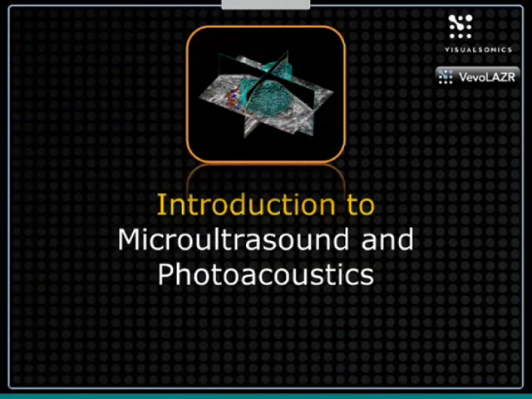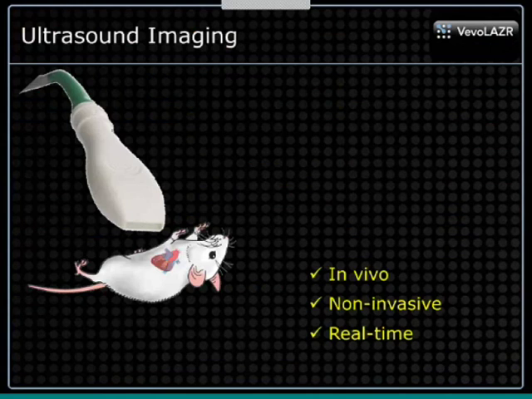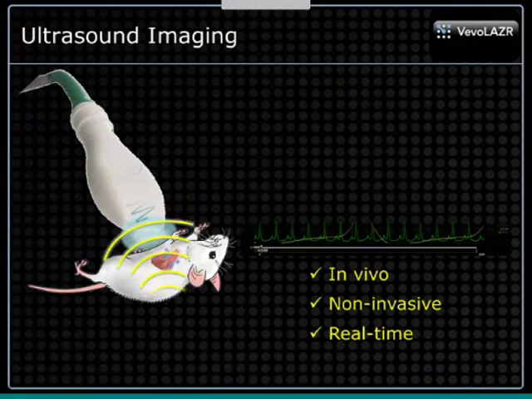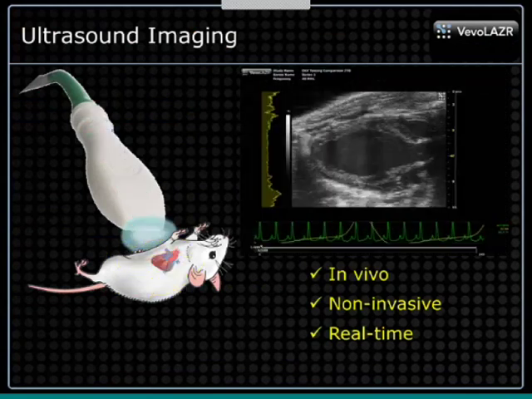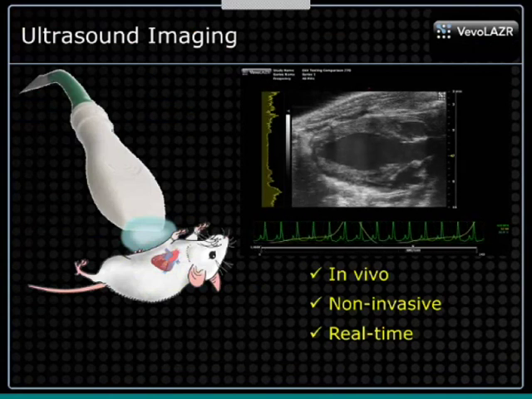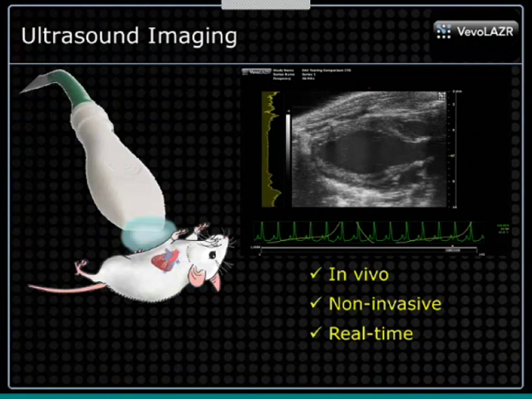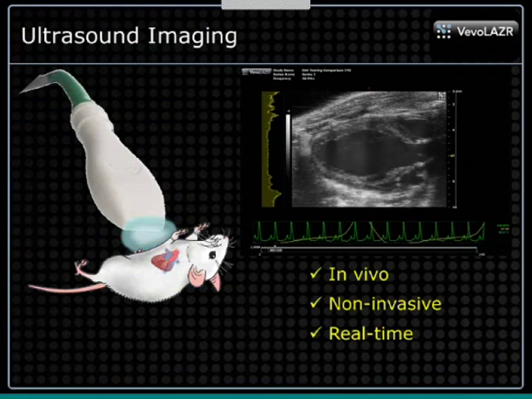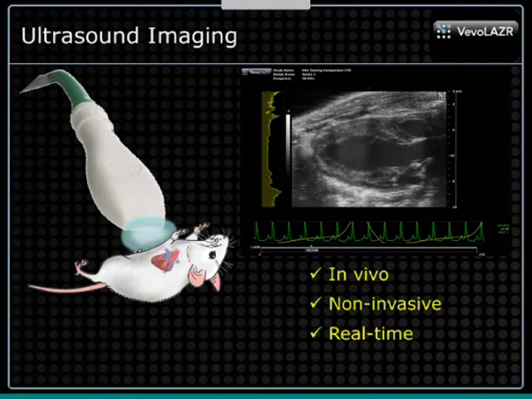I just want to give a really quick introduction to micro-ultrasound and photoacoustics here. For those of you not familiar with ultrasound imaging, we have an ultrasound probe and we have a soft tissue target. We have a coupling medium like gel. We send sound waves into the tissue. They're reflected back and we can build an image like the one you see on the right. This is the left ventricle of the mouse heart. And we can do this in real time. It's in vivo, non-invasive, and real time. So this is a very effective technique for imaging soft tissues.